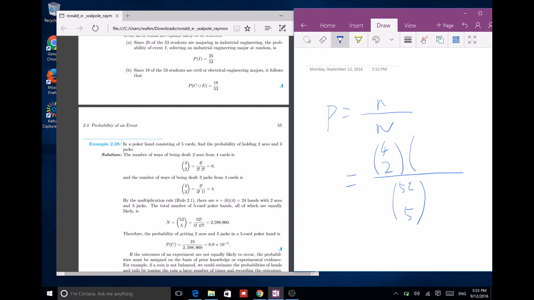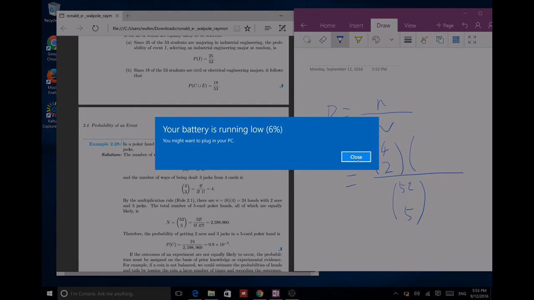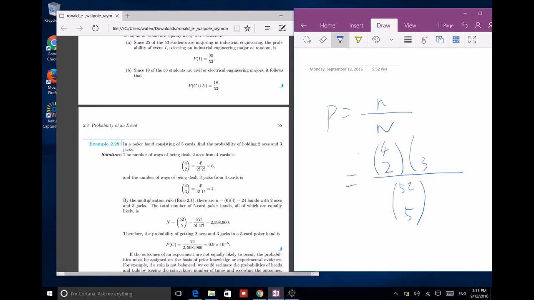Then 3 jacks. In total we have 4 jacks, but we only have 3 in hand. So we select 3 from 4. So that's going to be your probability of a hand of 5 cards holding 2 aces and 3 jacks. Then you find that the top is 24. The bottom, you can use the formula to do that, and you get 2598960, so the probability is about 0.9 times 10 to the power negative 5.